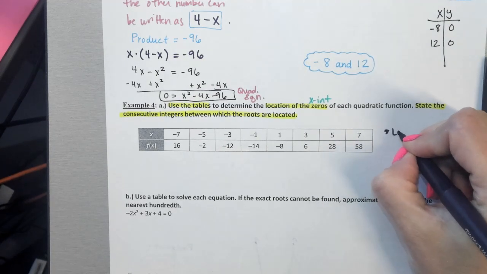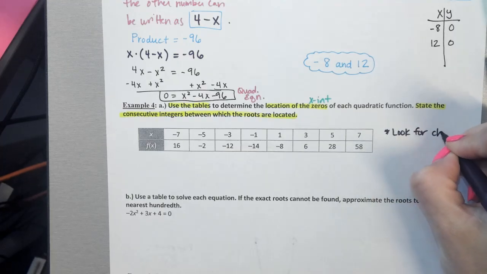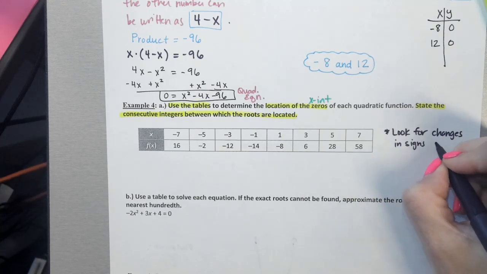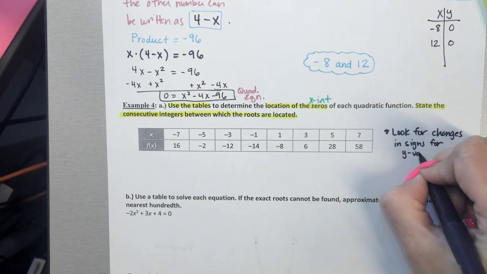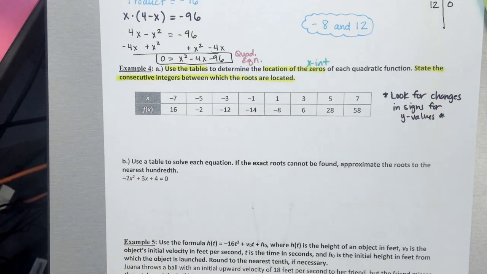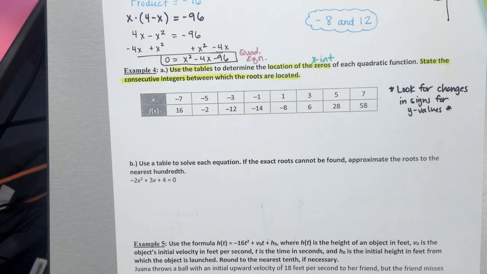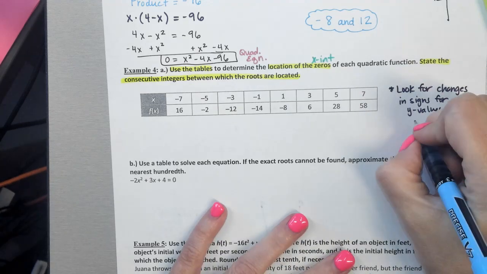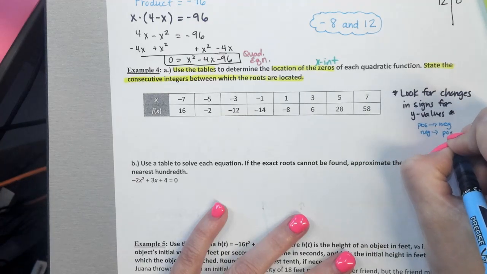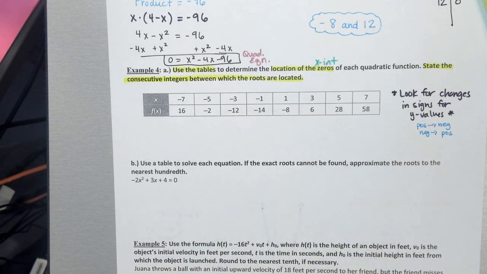Okay, so you're going to look for changes in signs for the y values. Okay, because that means it's going to be crossing the axis. And it can either be from positive to negative or negative to positive, doesn't matter. Positive sign to a negative or a negative to a positive. Okay, so I want you to find those in your table. Okay, highlight them or circle them.